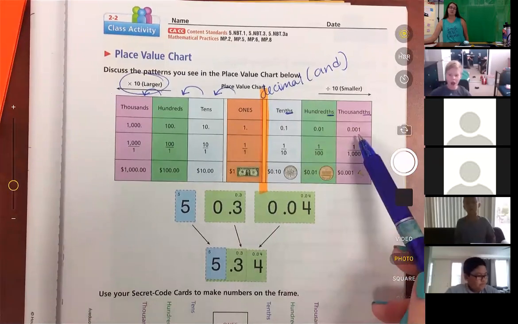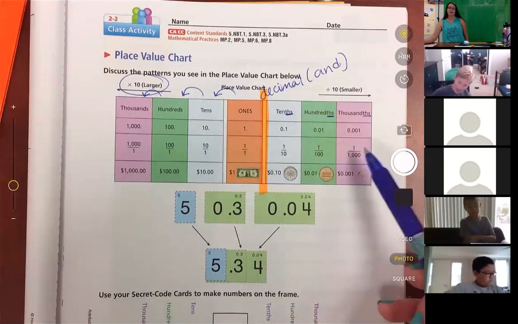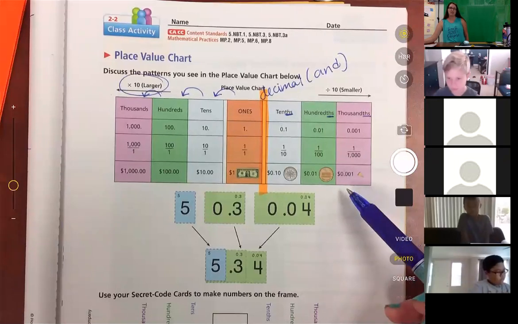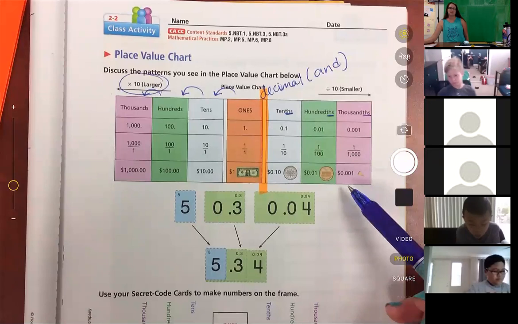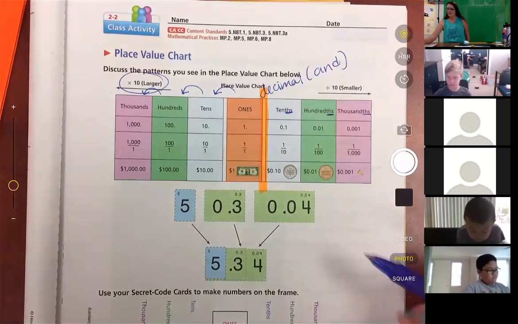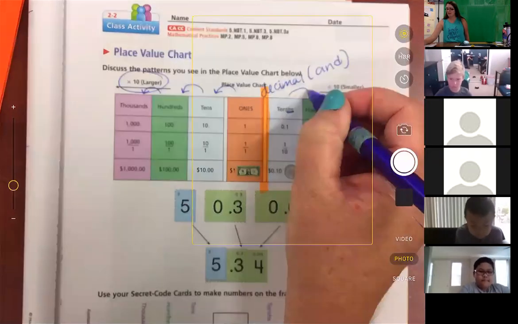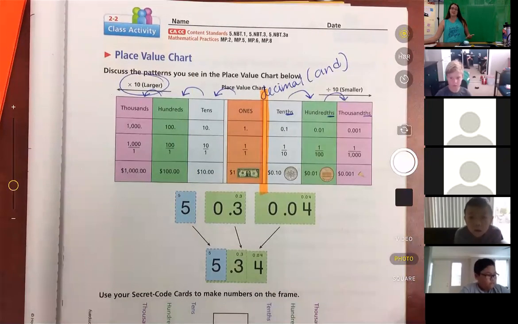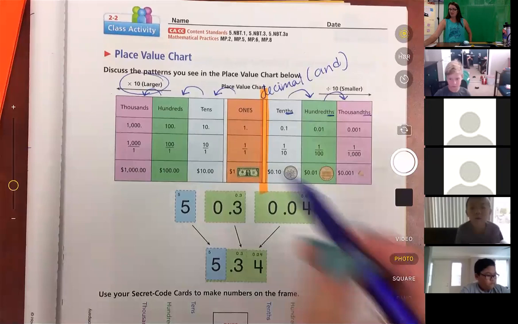1,000th, 0 and 1,000, 1/1,000, or 1,000th of a cent. So a penny broken into 10 pieces, one of those pieces. Okay? And each time we move to the right, we're getting 10 times smaller. So it'd be like dividing by 10. And that's the same for over here.